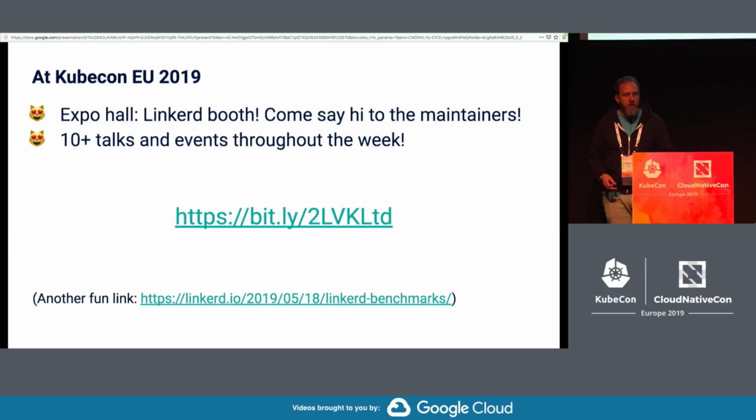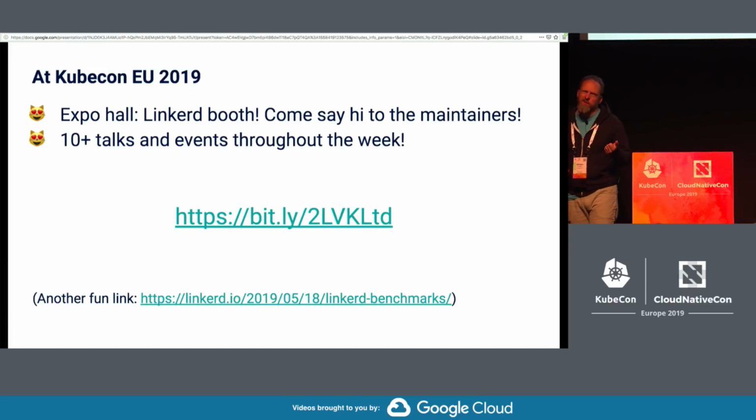OK, so at KubeCon EU, first of all, if you have been to the expo hall, there is a big Linkerd booth. It's not that big. We didn't pay that much money. A medium to small size Linkerd booth. A lot of Linkerd maintainers are hanging out there. They want to talk to you. These poor people spend all day in Slack just getting issues and bug reports thrown at them. They're desperate for a human connection. They just want something friendly. So go make their day by saying hi to them.